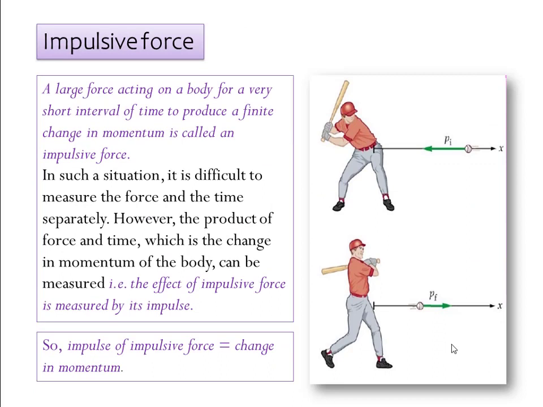Well, here is another important term in classical mechanics, that is impulsive force. We often encounter forces of very large magnitude acting for a very small interval of time, of course producing a finite change in momentum. Such forces are called impulsive forces. Now, in such a situation, it is really very difficult to measure the force and the time separately. However, the product of force and time, which is the change in momentum of the body, can be measured. That is, the effect of an impulsive force can be measured by the change in momentum of the body. So we can say that the impulse of an impulsive force is equal to change in momentum.